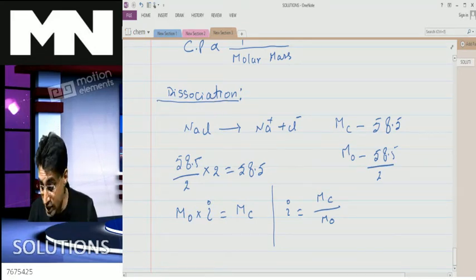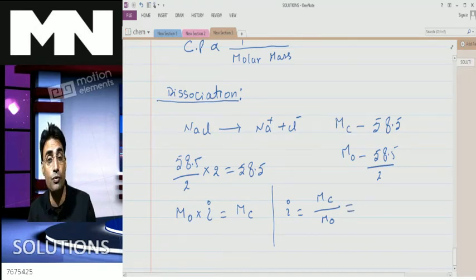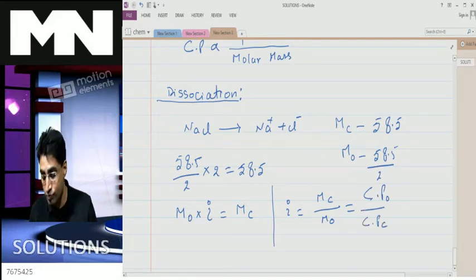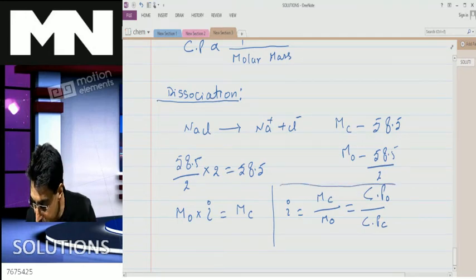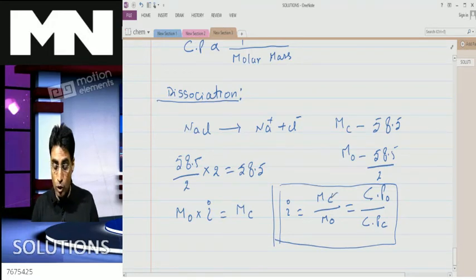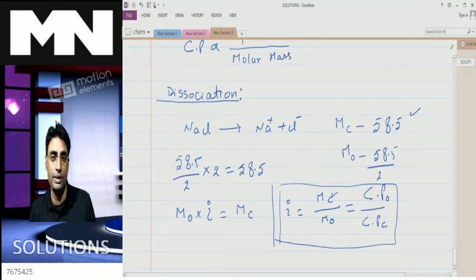I can also calculate this Van 't Hoff factor in terms of colligative property. I can write observed colligative property upon calculated colligative property. What does this mean? See, the correct molar mass is the molar mass that you have calculated. Here in this case, the correct molar mass is 58.5. The observed molar mass is the molar mass which you have got through a colligative property, that is relative lowering in vapor pressure, elevation in boiling point, depression in freezing point, or osmotic pressure.